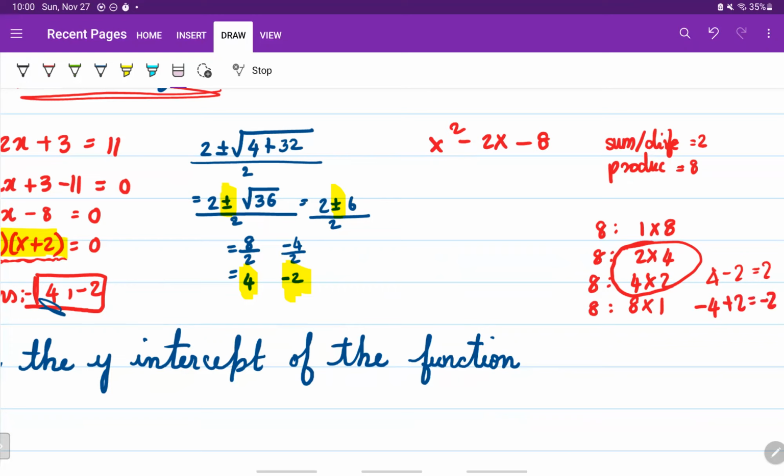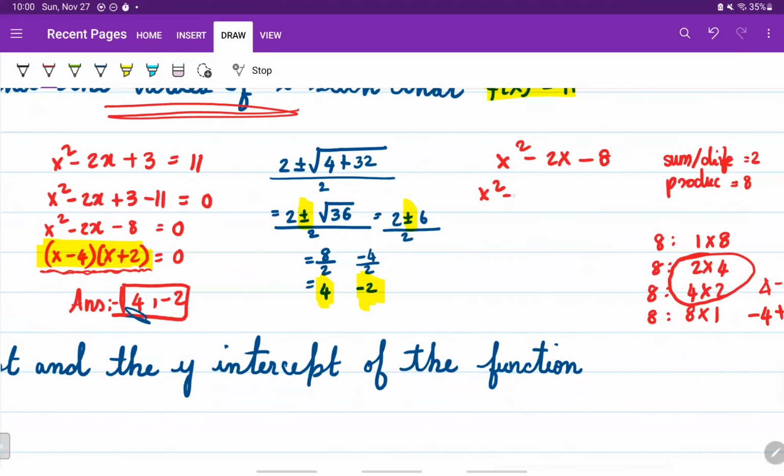Let me erase this so there's no confusion. And so now, let us split the minus 2x into two terms. That would be minus 4x plus 2x minus 8. Now, we club these two and these two terms.